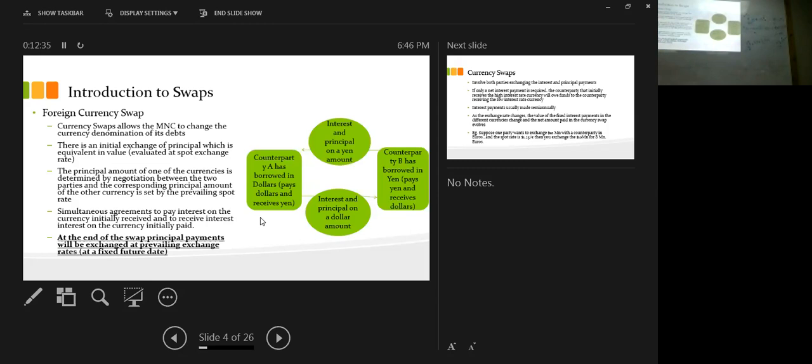So you get the idea that the loans actually have to match in terms of time to maturity. If it's a 5-year loan, it will be 5 years of semi-annual payments. If it's annual, I would say annual. So with the currency swap, there is an exchange of principal, first of all.